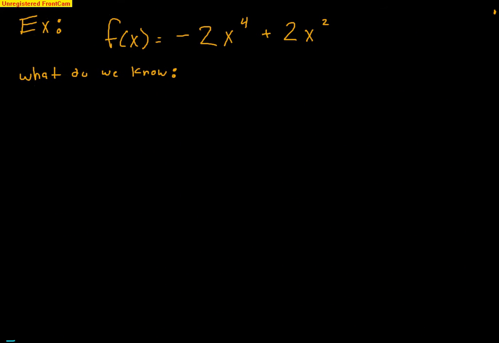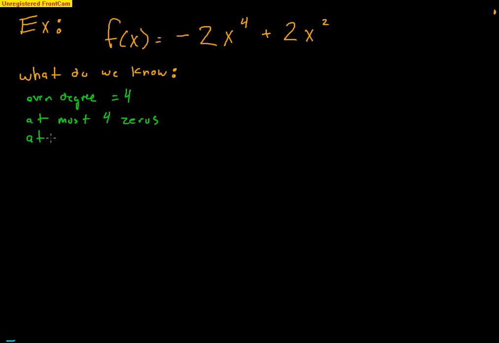All right, so now I want to take everything we learned and put it together and look at a couple of examples. So the first example is negative 2x to the fourth plus 2x squared. So what do we know? First off, we know that we have an even degree of 4. That means we have at most 4 zeros. Okay, I could have 4, 3, 2, 1, or because I'm even, I could even have no zeros.